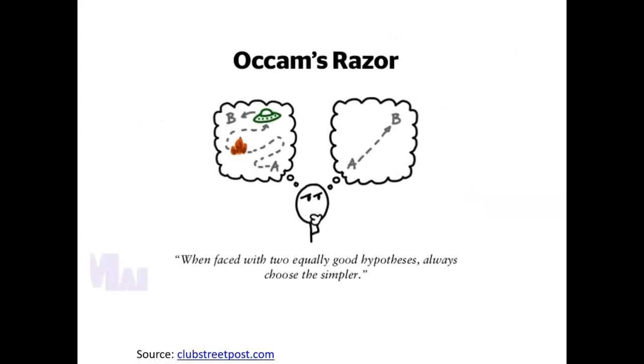Okay, and so here's a cartoon from clubstreetpost.com, and if you hover over that, there's the website. So this is Occam's razor. Occam's razor says, when faced with two equally good hypotheses, always choose a simpler one. So here's a fellow thinking about two situations where, in the one on the right, A affects B. So that's the simplest. And on the left, he's thinking that maybe A goes through some process, it leads to another process, and then finally it affects B. So in our context, if the process on the right has an R squared that's pretty much the same as the process on the left, you would choose the model on the right, or the process on the right.